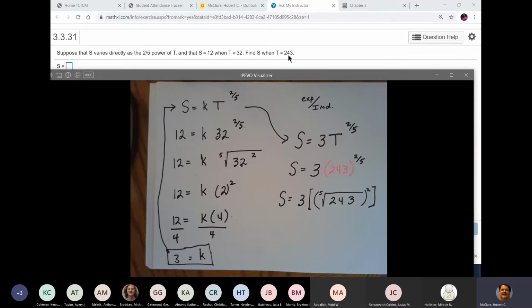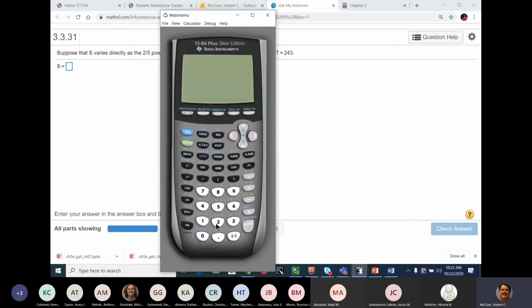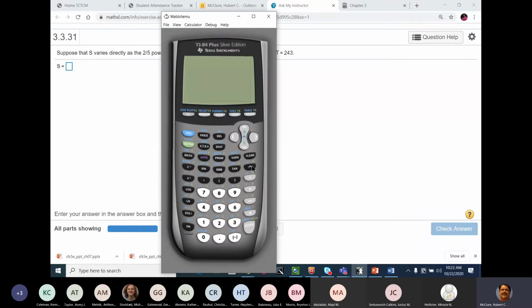Well, the fifth root of 243. Well, you can do that on your calculator if you don't know it. If I can find my calculator. 243, turn it on first, Hubert. I think it's 3. Raised to the 1/5 power. And that's 3. So that would be right.